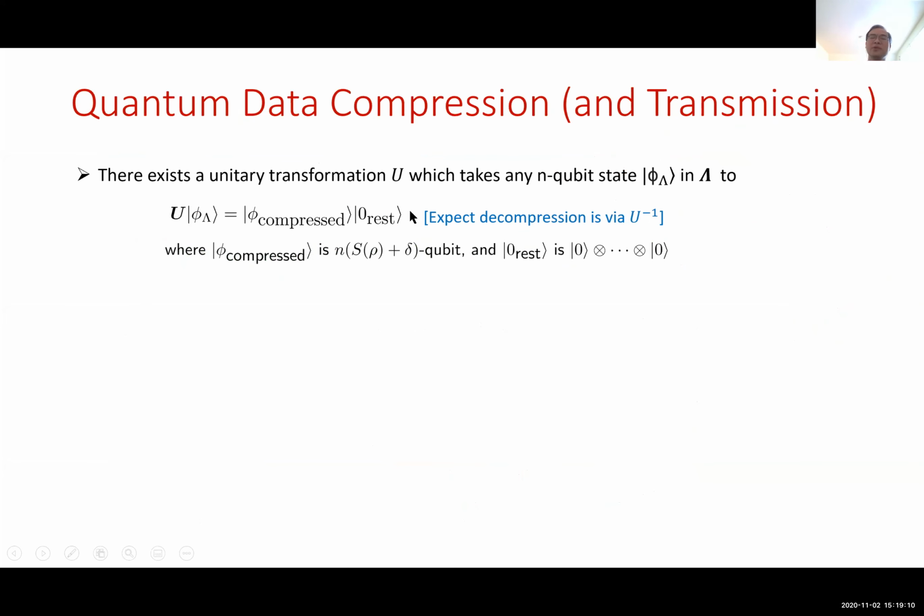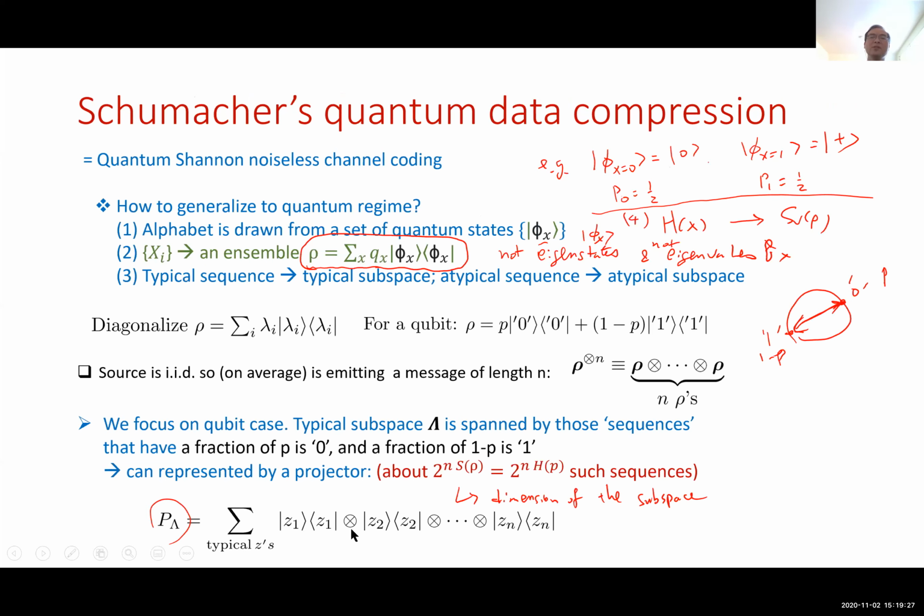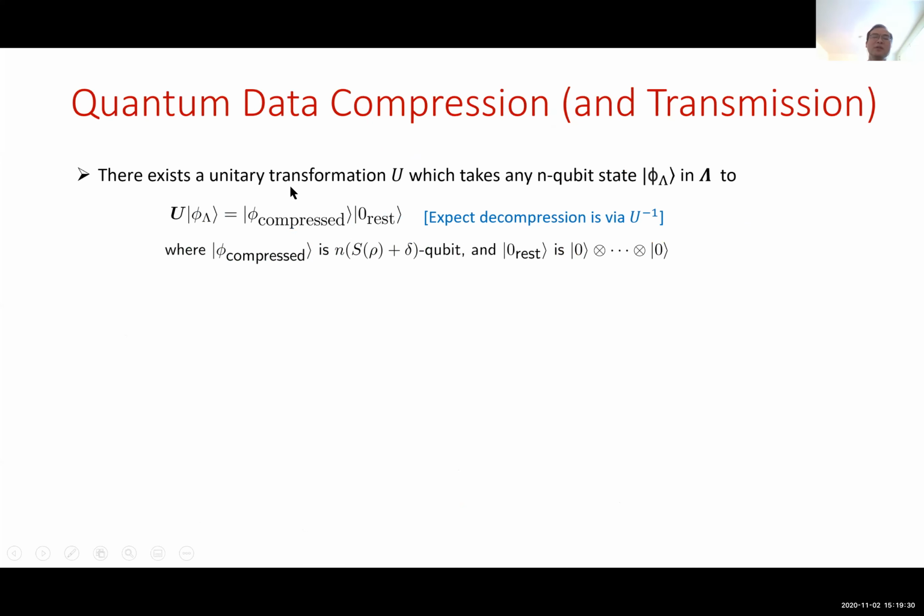But in general, because we know the subspace, we can find a unitary transformation that takes any qubit state phi lambda in this typical subspace to one state that we can compress with a fewer number of qubits. So I label this as compress. So I can transform a state in this typical subspace to one that has really few qubits. As I label here, it is basically n times the Shannon entropy.